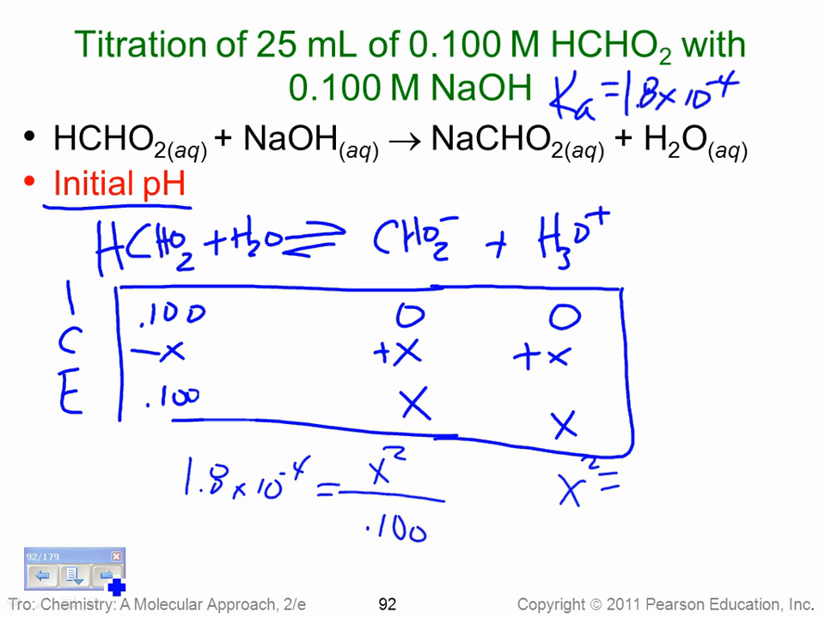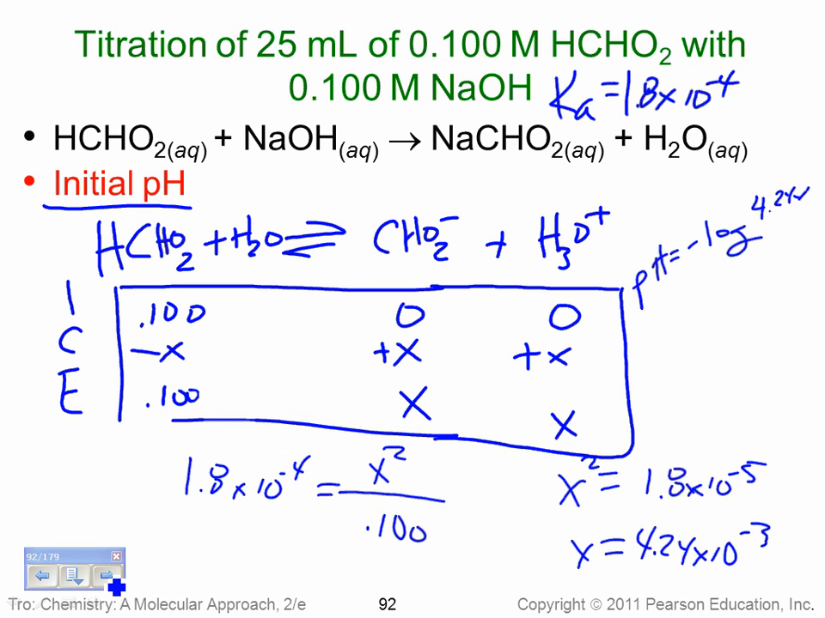So X squared is equal to 1.8 times 10 to the minus 5. Here's my math, right? Multiply both sides by 0.1, so 1.8 times 10 to the minus 4 should become 1.8 times 10 to the minus 5. Square root of that. So the pH is negative log of that. 2.37.